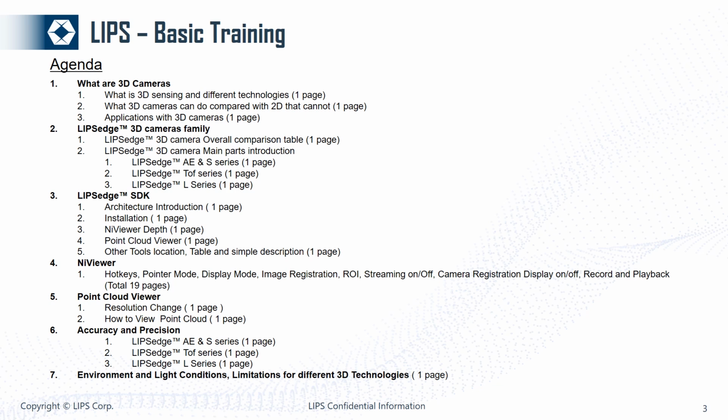This training will cover topics in the following order. Chapter 1. What are 3D cameras? Chapter 2. The LIPS Edge 3D cameras family. Chapter 3. The LIPS Edge SDK. Chapter 4. The NI Viewer tool. Chapter 5. The Point Cloud Viewer. Chapter 6. Accuracy and precision demonstration for the different LIPS Edge camera line. And lastly, Chapter 7. Environment and light conditions versus which camera to use.